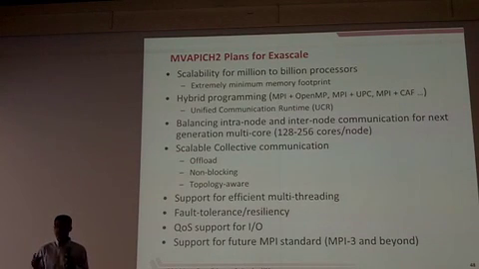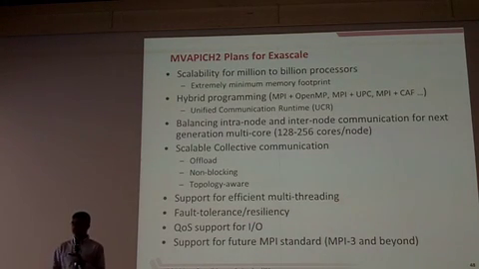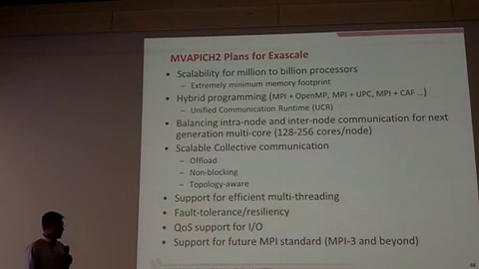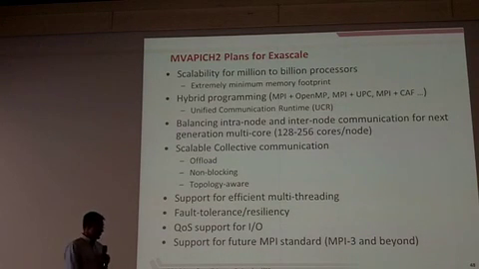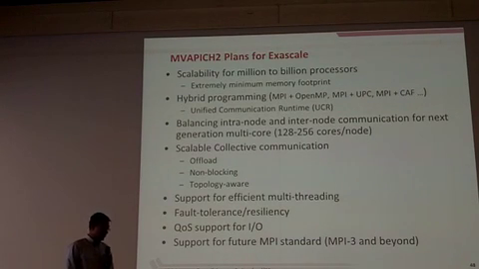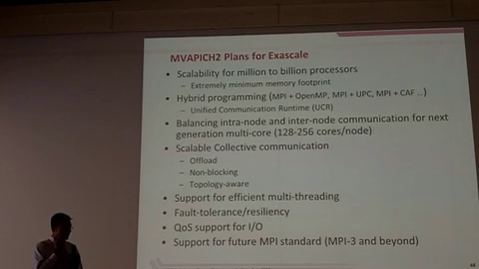We want to balance intranode and internode communications, because multi-core systems have a lot of cores, and I think Dell announced a 96-core system. Next year it's going to be even more. And then we want to focus on the scalable collective communication, because that's the key for actually scaling these communications across many nodes. We want to support multi-threading, fault tolerance, resiliency. DK presented some slides yesterday about fault tolerance. We didn't get time to go into that today, but we have several works coming up there.